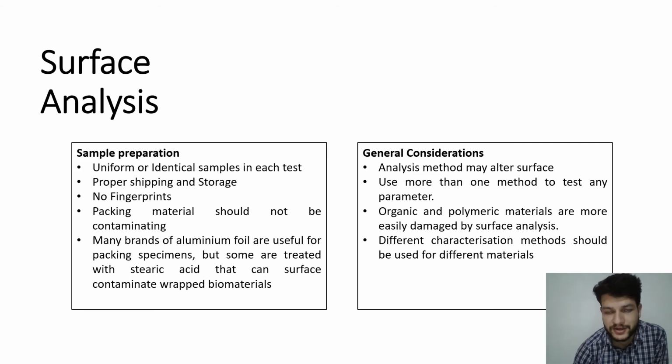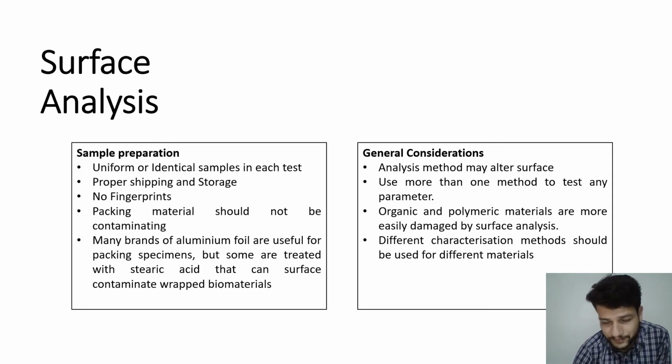Some general considerations should also be kept in mind before sending the samples for surface analysis. In some cases the analysis method alters the surface. So in that case, different analysis methods should be chosen, or one or more analysis methods should be used, and the results from different analysis methods are compared. If the results are the same in 2 to 3 analysis methods, that means the analysis method is not altering the surface.